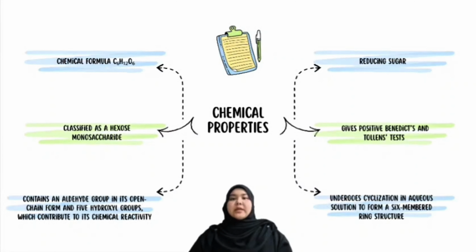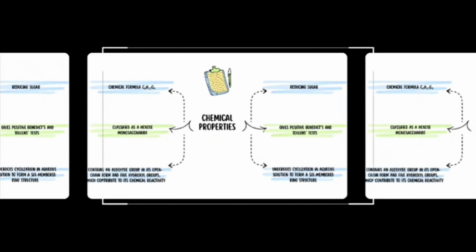For the chemical properties, glucose has the chemical formula C6H12O6, and is classified as a hexose monosaccharide. It contains an aldehyde group and 5 hydroxyl groups, which make it chemically reactive. Glucose is a reducing sugar, so it gives positive Benedict and Tollens tests. In aqueous solution, glucose cyclizes to form a stable 6-membered ring structure.